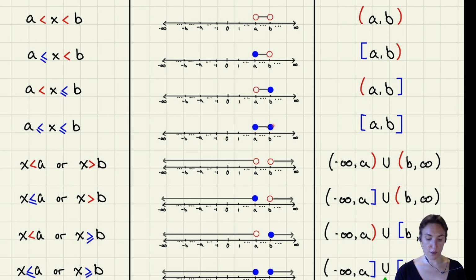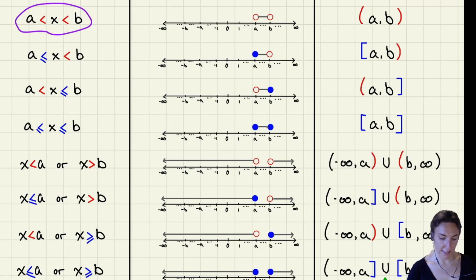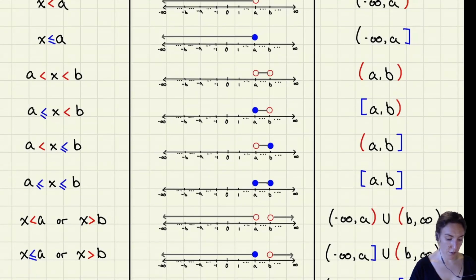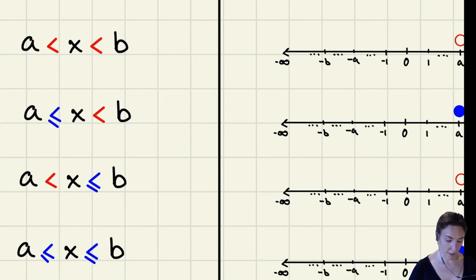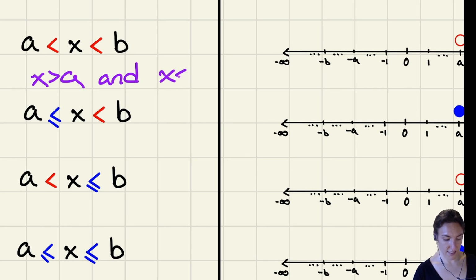And if A and B are both included, you have these squared endpoints. Now, when we write the inequality like this, I'm going to zoom in here for a second, this secretly means that we can say X is greater than A, or A is less than X, whatever you prefer, and X is less than B. So this is another way that you could write this notation.